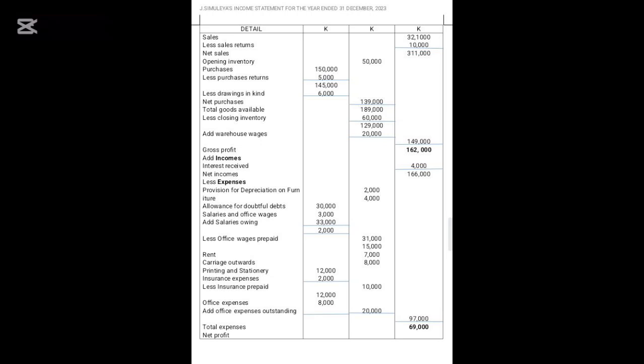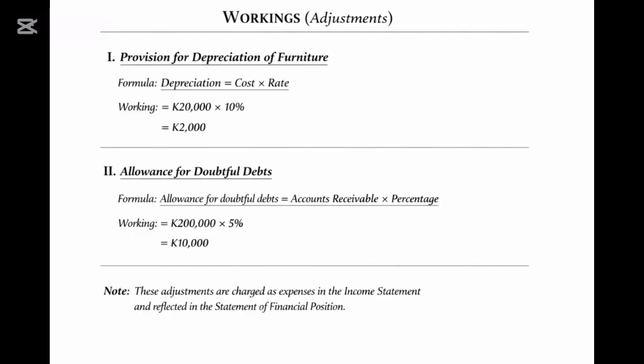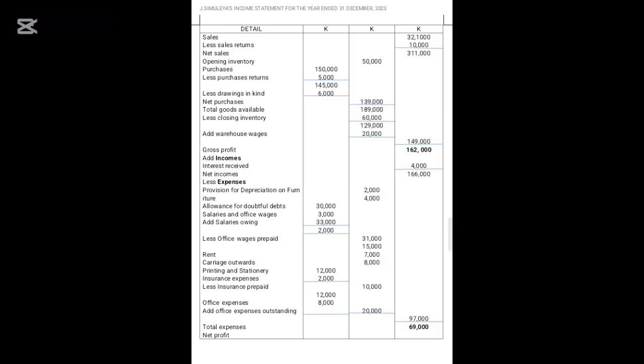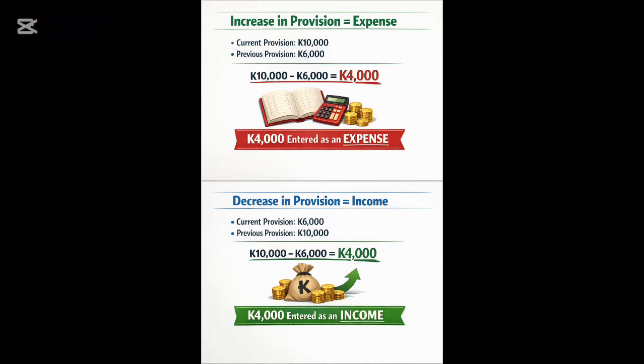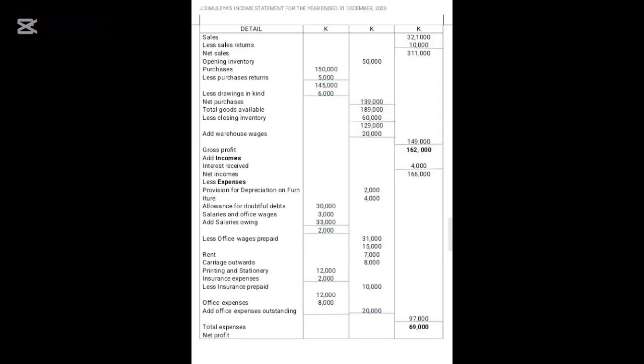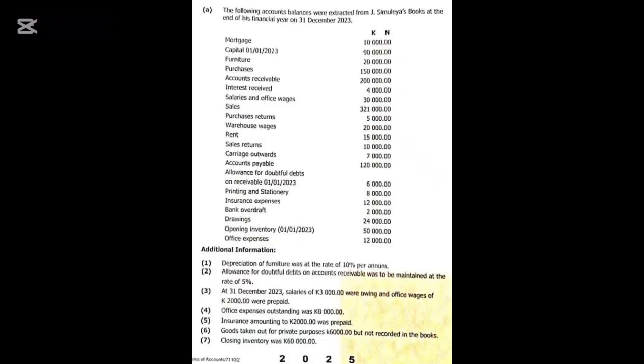Then we move on to the expenses. The provision for depreciation on furniture, which we calculated earlier, should be recorded here as 2,000. Then for the allowance for doubtful debts, we record the difference, not the actual amount which we have calculated, the difference between the previous provision and the current provision. So 10,000 minus 6,000, which is 4,000. Then we have salaries and wages, 30,000.